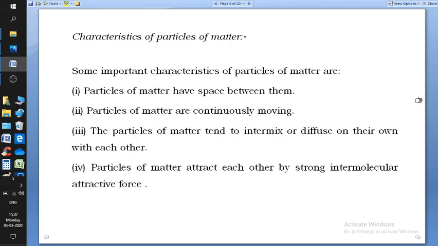Particles of matter attract each other by a strong intermolecular attractive force. The particles of any matter tend to be together, even if there is space between them. They attract each other by this force, and this force is called an intermolecular attractive force.